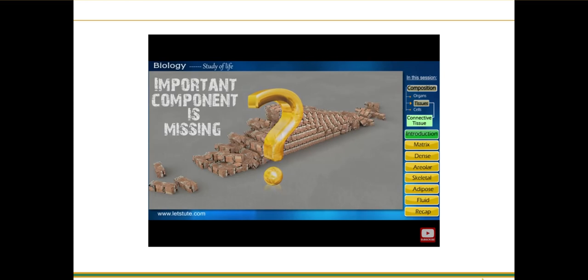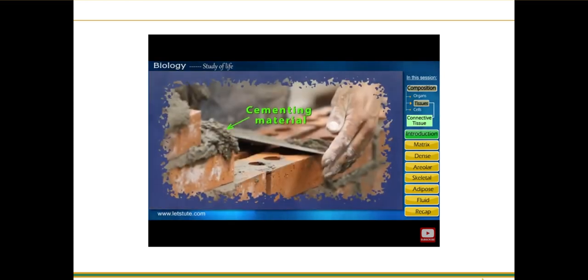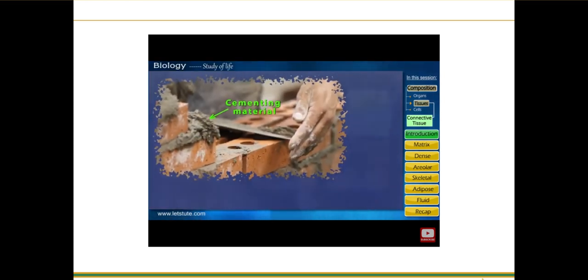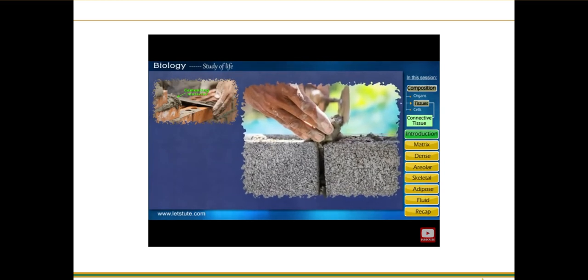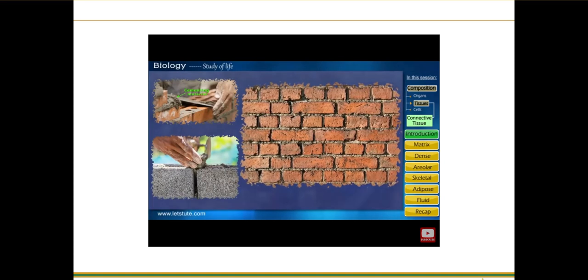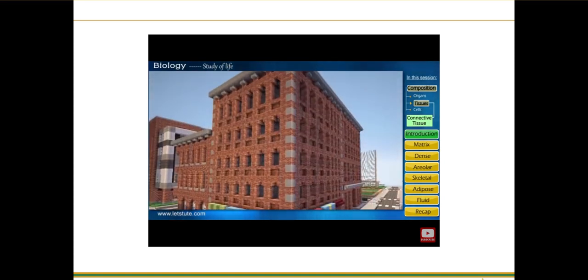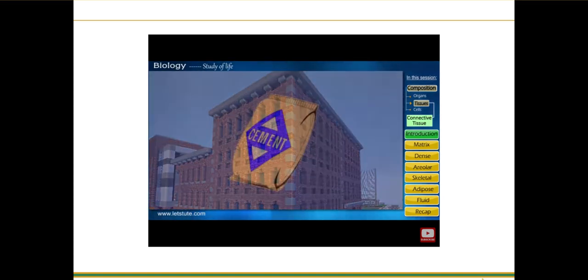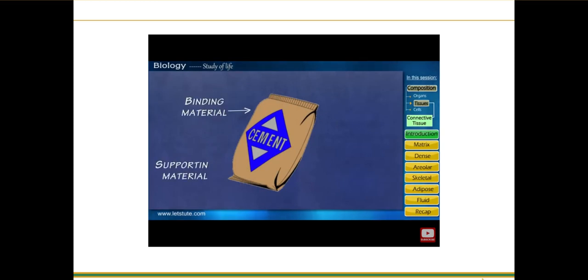Oh, we didn't really use any cementing material. This cementing material is very important to build a structure. It binds all the other materials and helps in making the building firm and solid. So now we know that cement acts as a binding, supporting, and packing material.